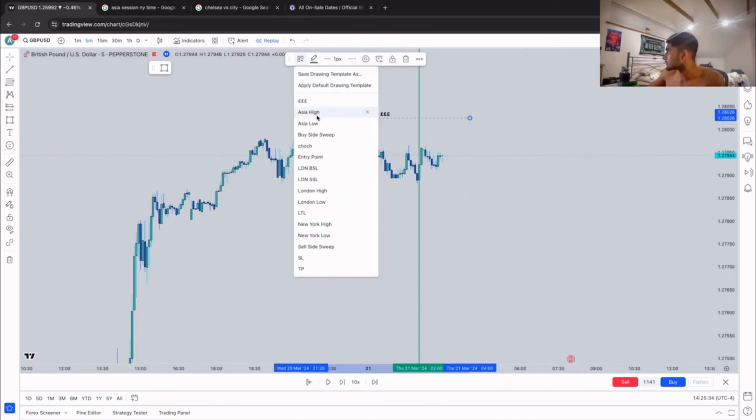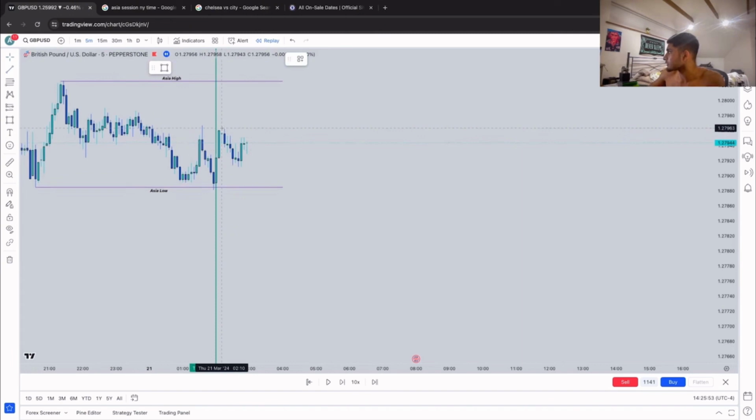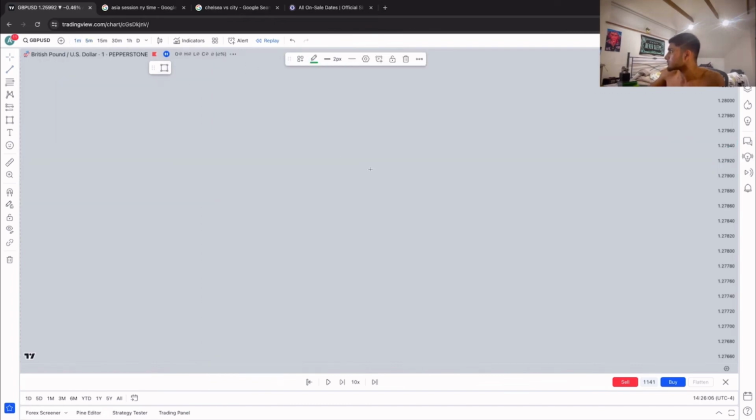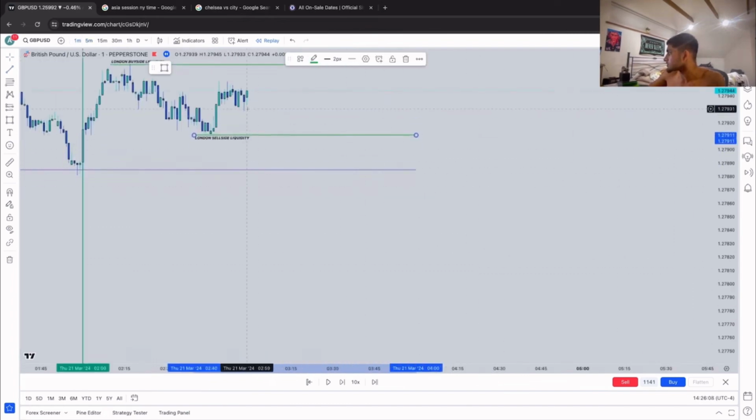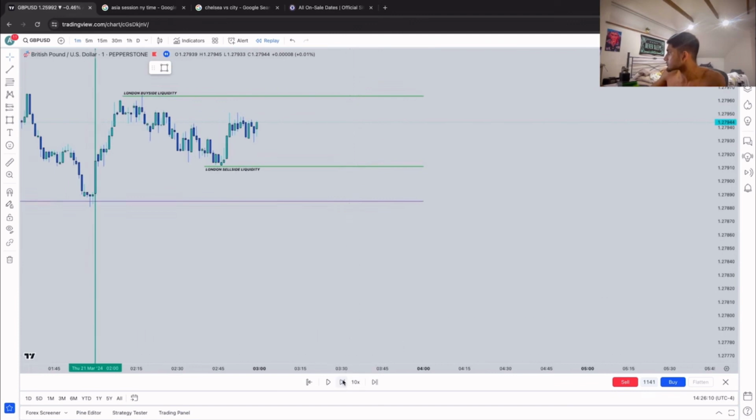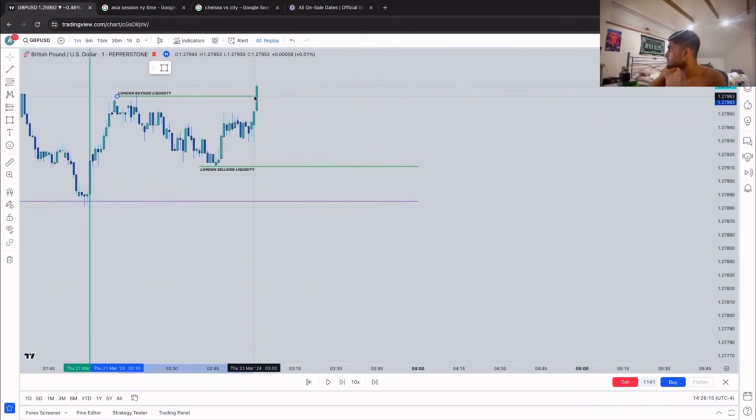Asia high. Our London buy side and sell side yet again. Right here we have clear buy side and clear sell side at the bottom of this low. Now we're going to switch back to our 1-minute time frame as we come to the start of the session, the kill zone, in other words. The buy side has been taken out. We're going to move this to here.